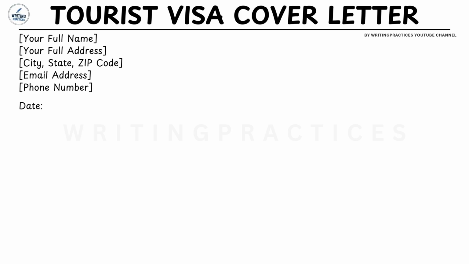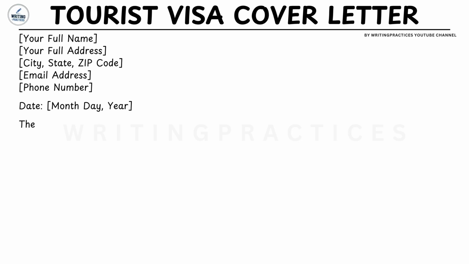Date of writing. Next, you add the date when you're writing this letter. This should appear just a few lines under your contact information. The format should be clear and standard, like April 20th, 2025. It's a simple step, but don't skip it. It shows that your letter is current and supports the timeline of your application.